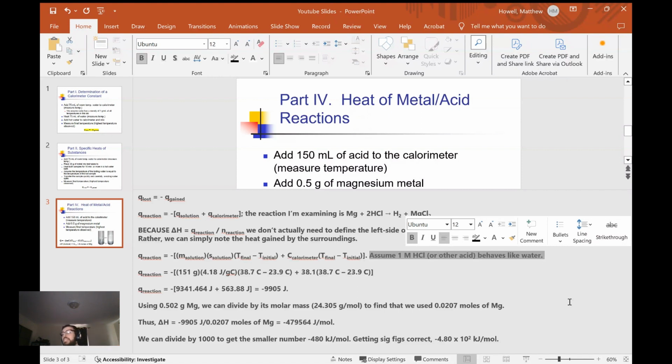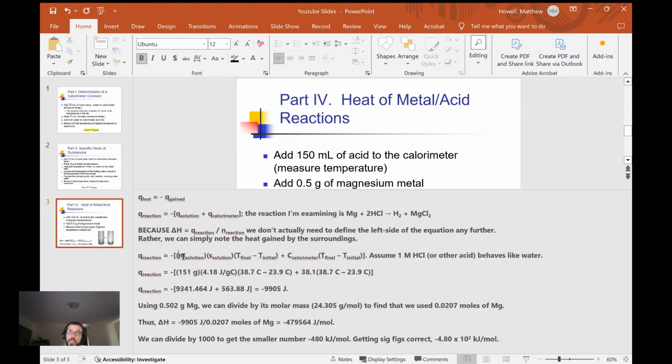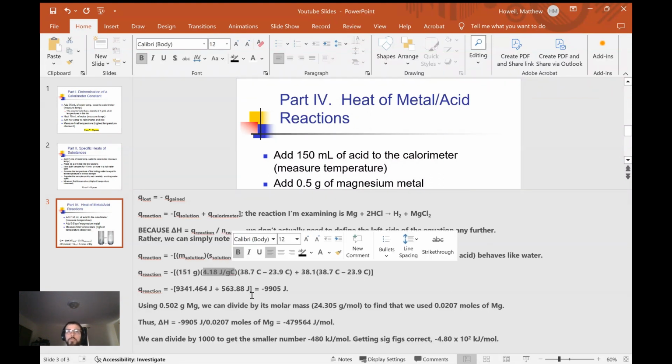And so that makes it easy on us to say that the heat of the solution is given by the mass of the solution times the specific heat of the solution. In my fictitious example, I took 151 milliliters of hydrochloric acid, and assuming a density of 1 gram per mil, you're going to get 151 grams. And the specific heat, we'll say it's just like water, so it's 4.18 joules per gram degree Celsius.